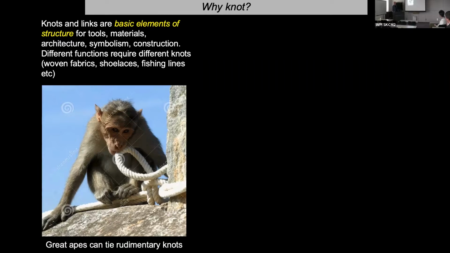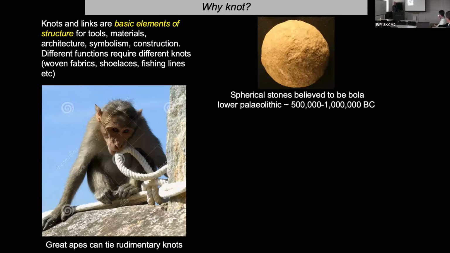Great apes can tie rudimentary knots. Knots have been tied on this planet for perhaps a million years. These spherical stones that are found date back to the lower Paleolithic times, and they're believed to be bolas, weapons that hunters can use, where the stones are attached to ropes, and they throw them around their heads and use them to bring down animals and as weapons.